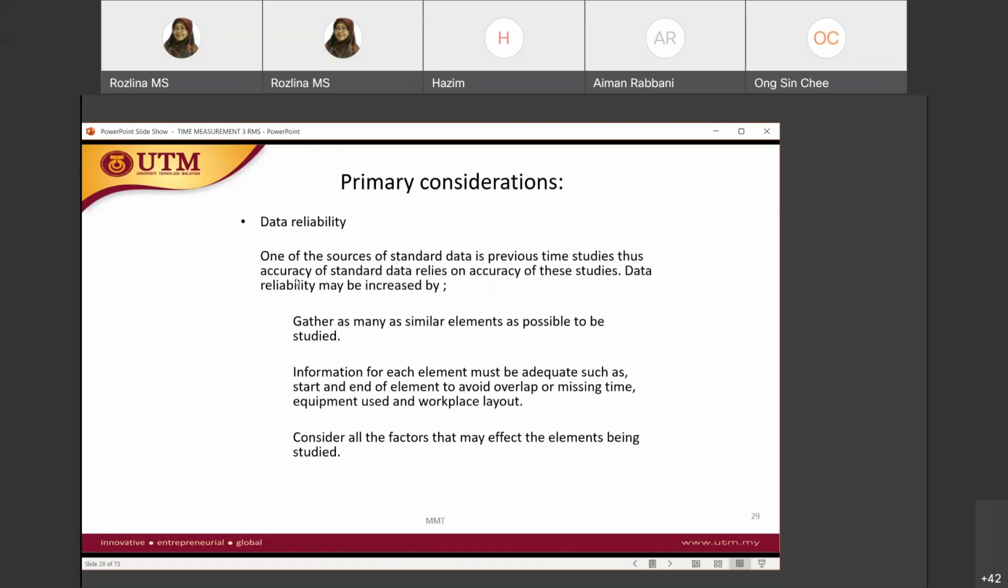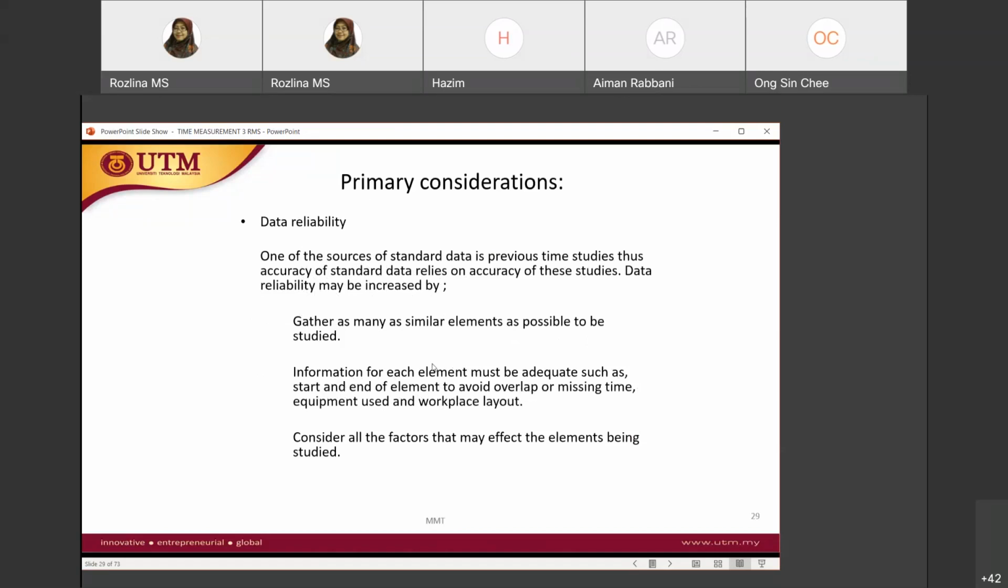Okay, data reliability. One of the sources of standard data is previous time study. Thus, accuracy of standard data relies on accuracy of the study. Data reliability may be increased by gathering as many similar elements as possible to be studied. Information for each element must be adequate, such as start and end of the element to avoid overlap or missing time.